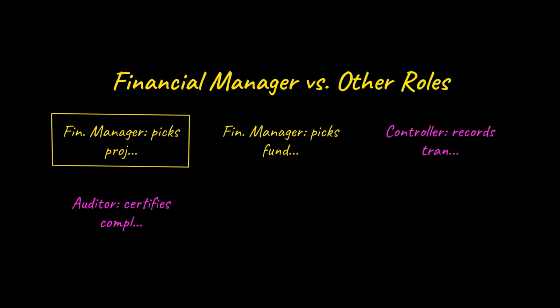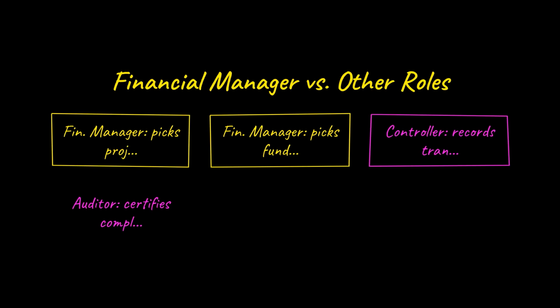A common exam trap is confusing the financial manager with the controller or external auditor. The controller focuses on accurate record keeping. The auditor verifies that statements comply with accounting standards. Neither role is about choosing investments or funding. That belongs to the financial manager.